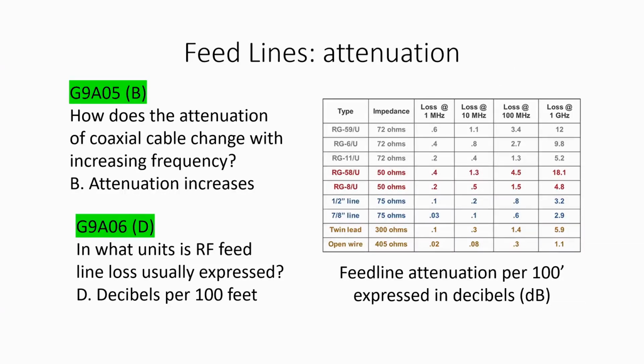Because feed line does attenuate, in other words, reduce the amount of energy that actually gets to your antenna. One of the questions: how does attenuation in coax cable change with increasing the frequency? Well, it increases. The higher the frequency, the more the attenuation.